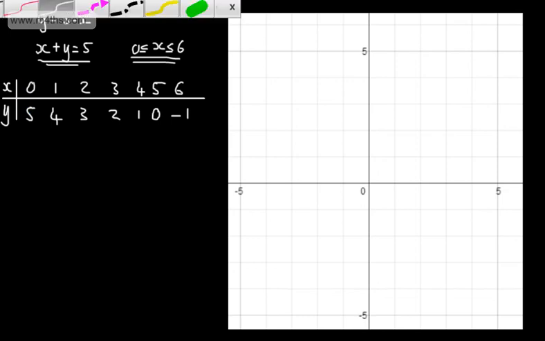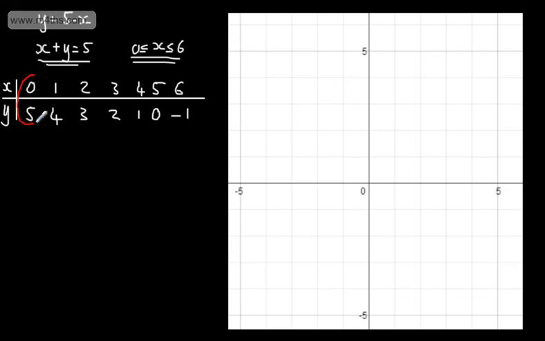So let's go ahead and plot these. What we're going to have then is 0, 5. So our first set of coordinates are when x is 0, y is 5. So here is the x-axis across here, and then the y-axis just here. So we're going to find the point 0, 5. X is going to be 0, y is 5. That's just there. So all I've done is plot the coordinates 0, 5.